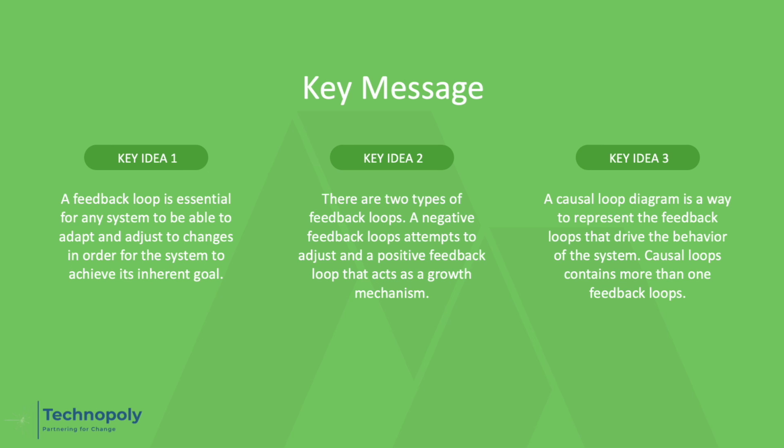Some important ideas out of lesson 3. A feedback loop is essential for any system to be able to adapt and adjust to changes so that it can achieve its inherent goal. There are two types of feedback loops that we can use as the basic cornerstone of any diagram. These are the negative feedback loops that attempt to adjust, and the positive feedback loops that act as a growth generating mechanism. And finally, a causal loop diagram is a way to represent the feedback loops that drive the behavior of your system. Causal loop diagrams can contain more than one feedback loop, which can explain the behavior of your system.